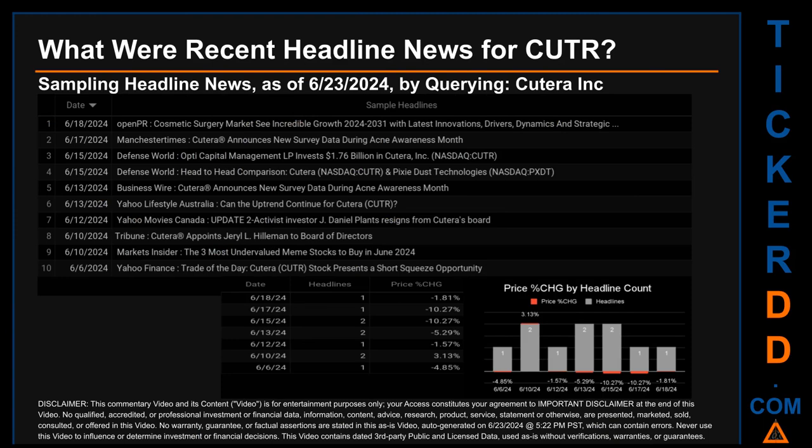What were recent headline news for CUTR? Today, Sunday, June 23, 2024, I sampled one of our news aggregators for latest headlines for this ticker. I did so by searching specifically by a keyword that may appear, broadly, in the title or the body of discoverable news articles. The keyword that I used was CUTR. The results show 10 unique headlines, published across 7 unique dates. Publication dates spanned 12 days.